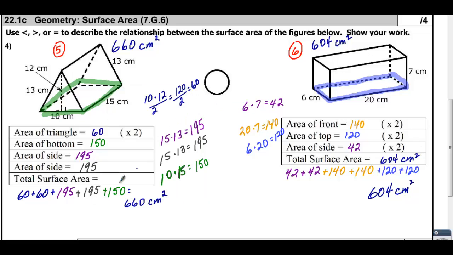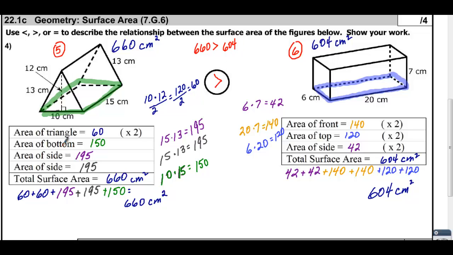All right, let's get rid of that. I don't think I ever wrote the 660 over here. It doesn't matter where you write that. Okay, this box was just designed to guide you through it. Now we can answer the question, which sign are we going to use? In this case, we're going to use the greater than because 660 is greater than 604.